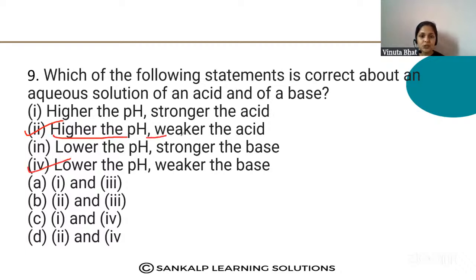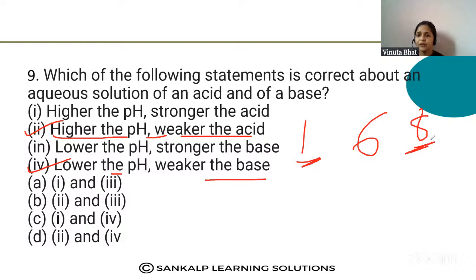Higher the pH, weaker the acid. When the pH value is around 6, then that is a weak acid. When it is 1, that is a strong acid. Lower the pH, weaker the base. When it is around 8, that is the weak base. When it is near around 14, that is a strong base. Okay.